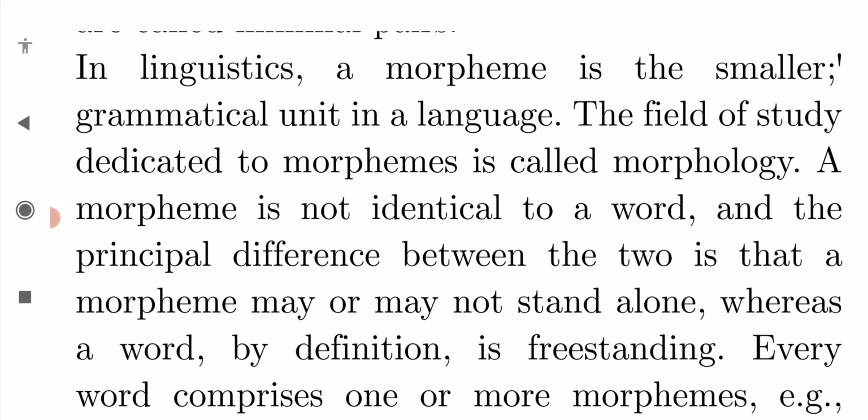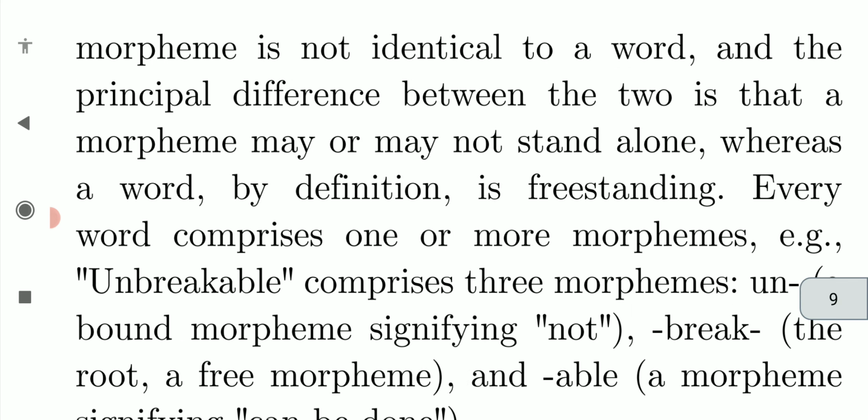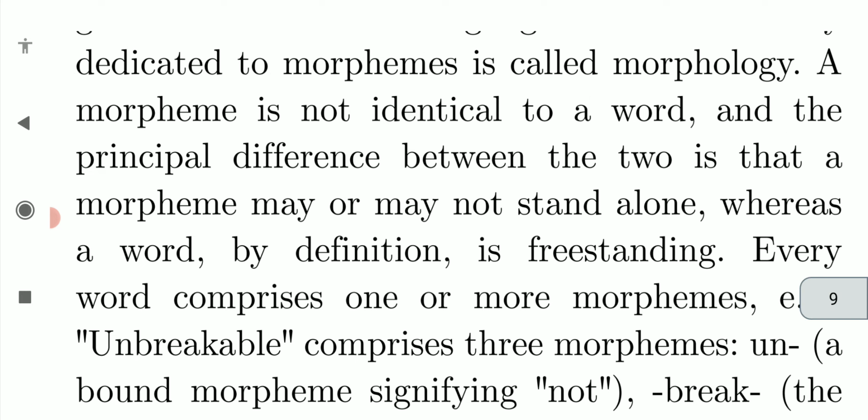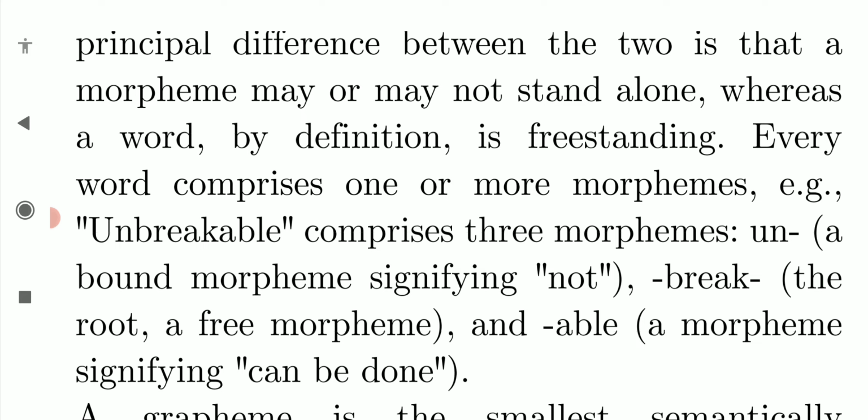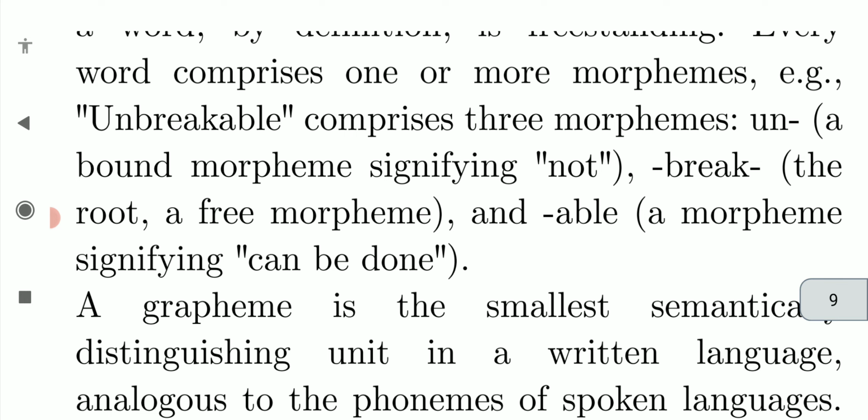A morpheme is not identical to a word, and the principal difference between the two is that a morpheme may or may not stand alone, whereas a word by definition is freestanding. Every word comprises one or more morphemes. Example, unbreakable: here un is a morpheme, break is a morpheme, and able is a morpheme.